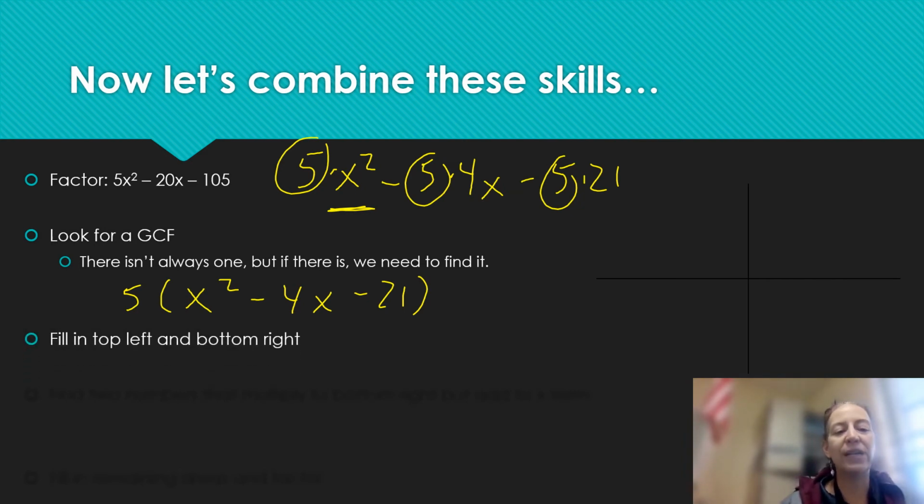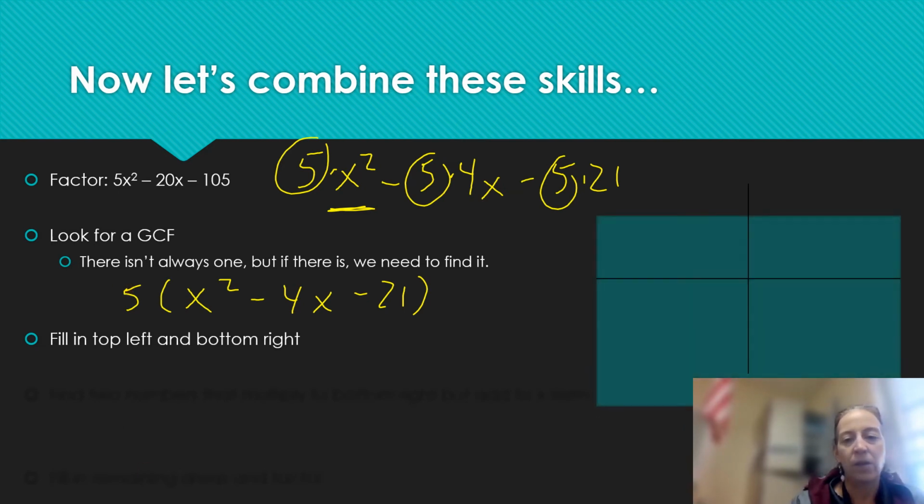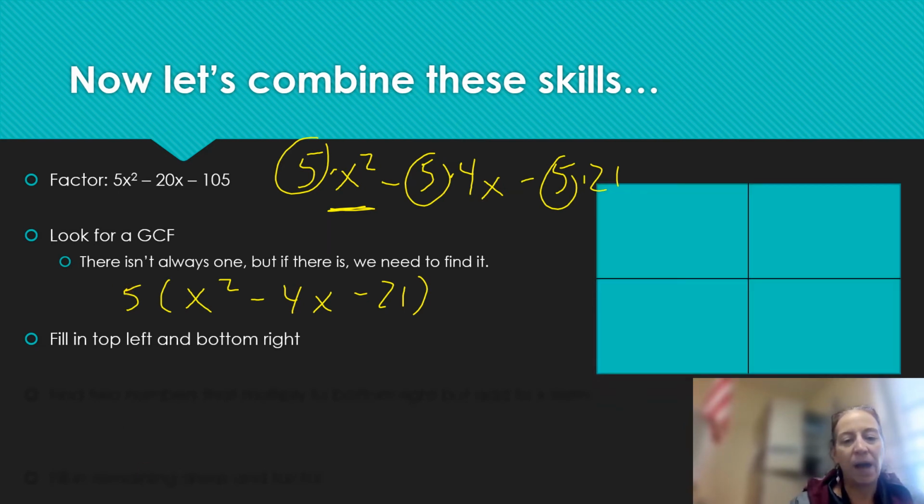Now, what we can do is fill in the top left and the bottom right. So that 5 that we have right there, we're just going to sit on that for a little bit. It needs to be a part of our final answer, but we're just going to hold it off to the side for a moment. So there's my nice box, and I'm going to go ahead and fill in the top left and the bottom right. I'm going to have x squared and negative 21.